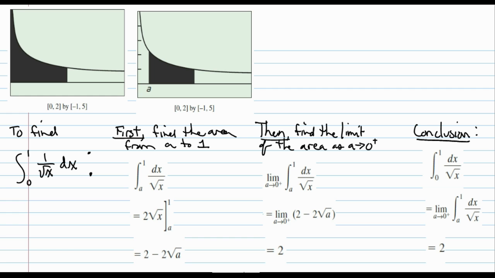So again, our strategy is going to be the same. We're going to first find the area from 1 to this variable. So from the limit we know to the infinite discontinuity, substituted in for a letter. And then we're going to find the limit of the area as A approaches that specific value, either from the left or the right, and then make our conclusion.